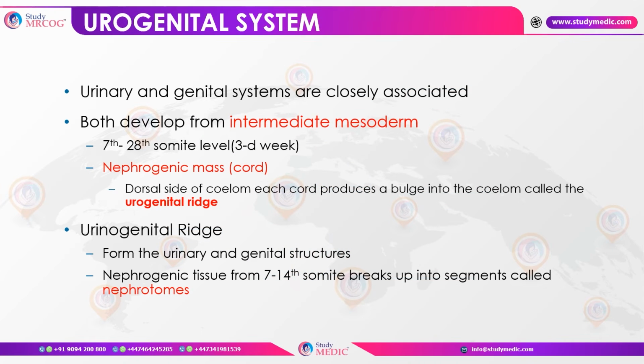So the urinary system and the genital system are very closely associated. They both develop from the intermediate mesoderm. It is usually seen from the 7th to the 18th somite level from the 3rd week. The nephrogenic mass, which is also called the nephrogenic cord, is seen on the dorsal side of the coelom. Each cord produces a bulge, and this is called the urogenital ridge. The urogenital ridge is the one which is going to give rise to the urinary and the genital structures. The nephrogenic tissue, which forms from the 7th to 14th somite, is going to break up into small segments, and these segments are called nephrotomes.